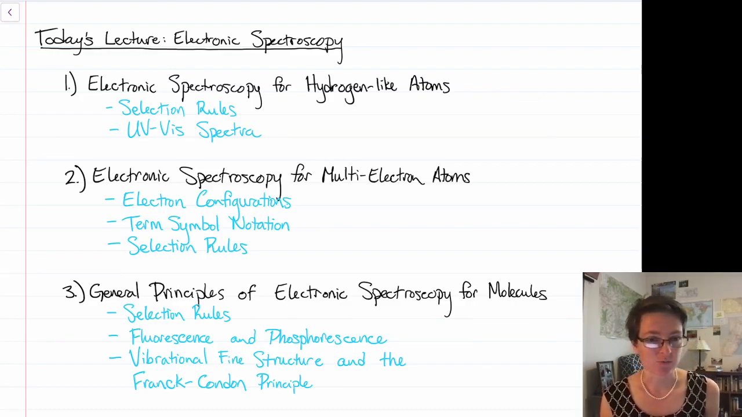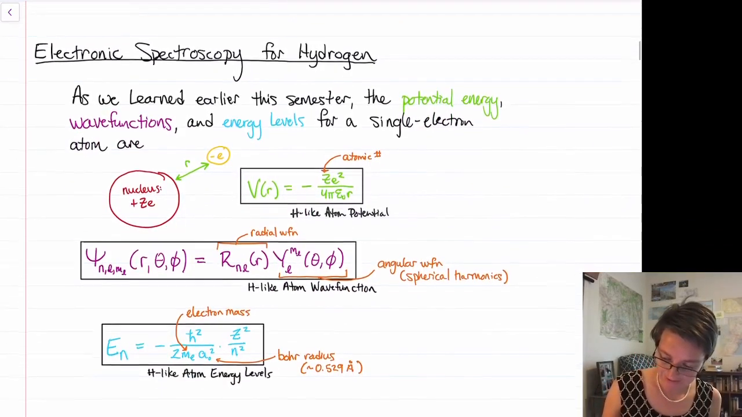In trying to understand what transitions are possible, last but not least, we're going to bring up a little bit of information about how vibrational motion can be associated with electronic transitions, and that'll lead us to something called the Franck-Condon principle. So with that, let's go ahead and get started.